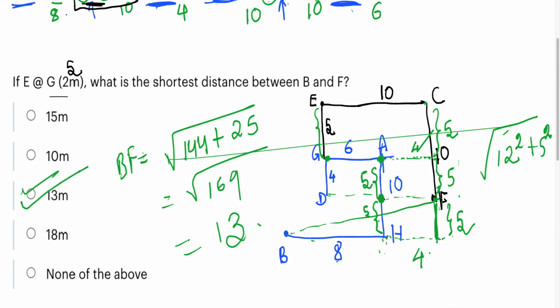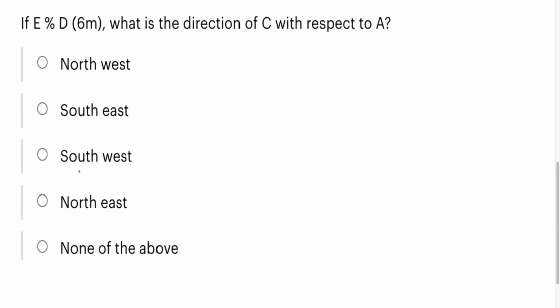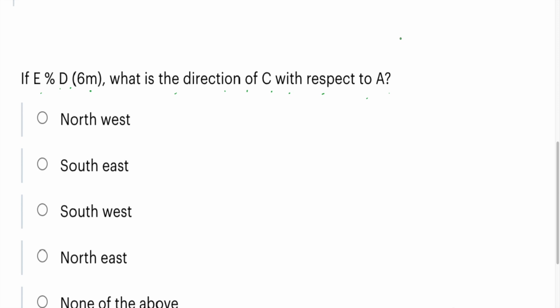Understood? Now you will surely get this question in your examination in RRB PO mains and also in SBI Clerk mains. Next question is E percentage D 6 meter. What is the direction of C with respect to A? E percentage D 6 meter.